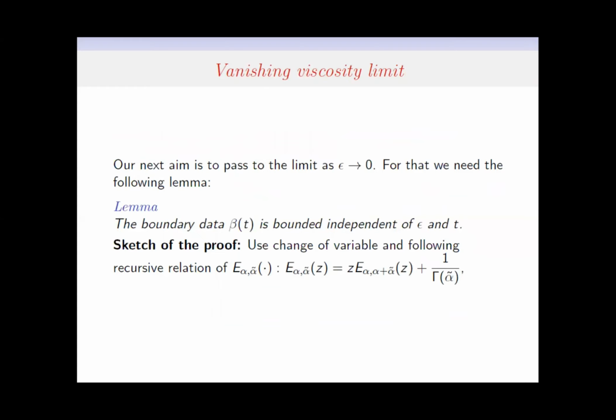Now the next thing is the vanishing viscosity limit. Vanishing viscosity limit means that for the solution we got for ε positive, we now need to pass to the limit as ε tends to 0. For that, it is important to get a bound on β(t) which is independent of ε, and here we can get an even nicer bound which is independent of t also. The sketch of the proof is very simple: we use a recursive relation for the Mittag-Leffler function and a change of variable formula.